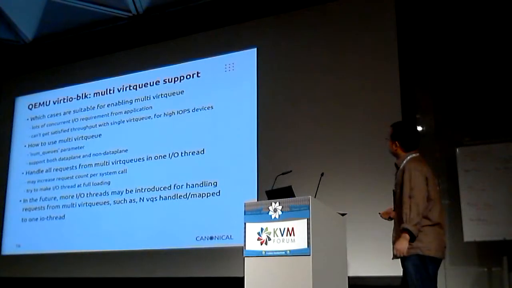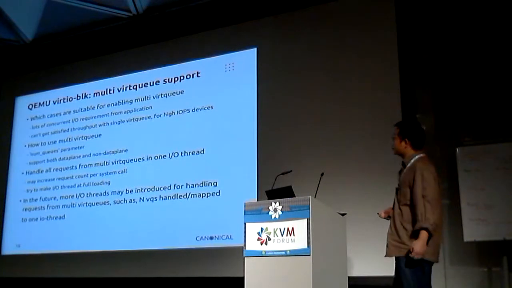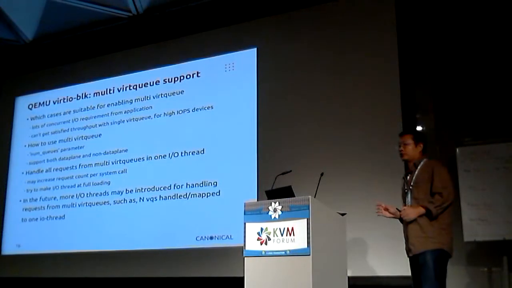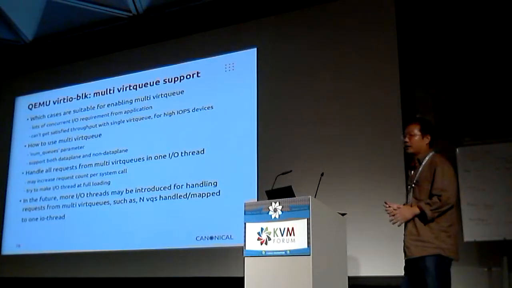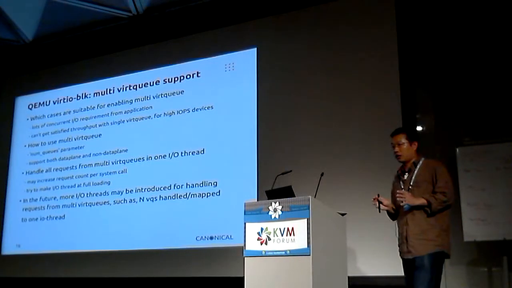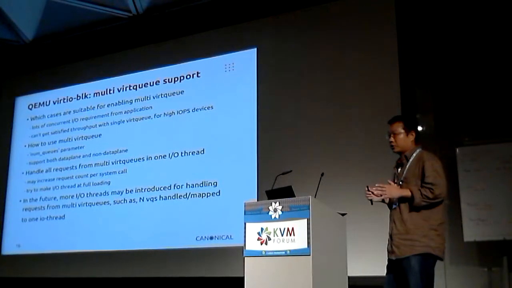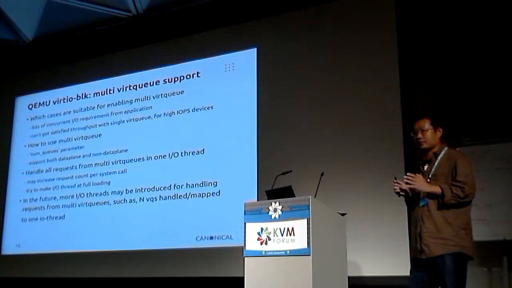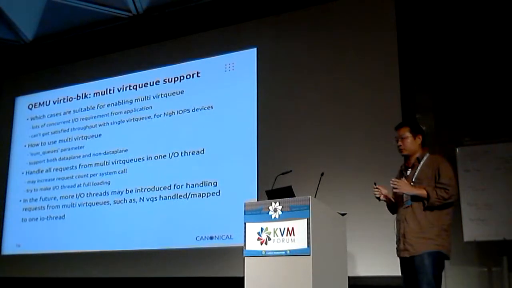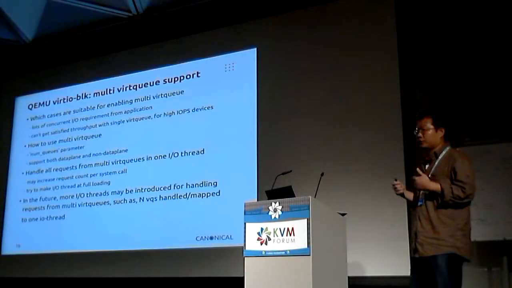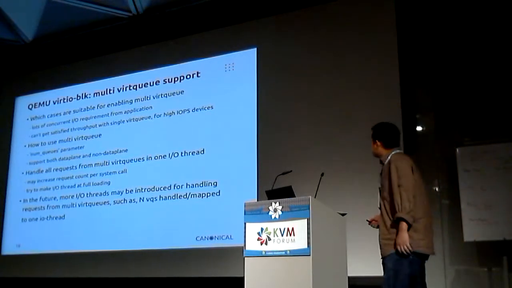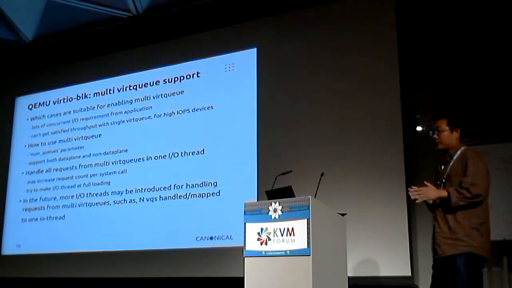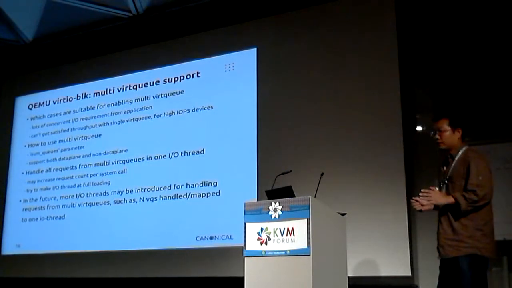So let's see the QEMU virtio-blk multi-virtqueue support. There are two cases suitable for multi-virtqueue support. The first case is that there are lots of concurrent I/O from applications. It's very natural for read, because read is synchronous, and it's a common case to read from different tasks or processes. The second case is that if the block device is very quick, a single virtqueue may not be enough.